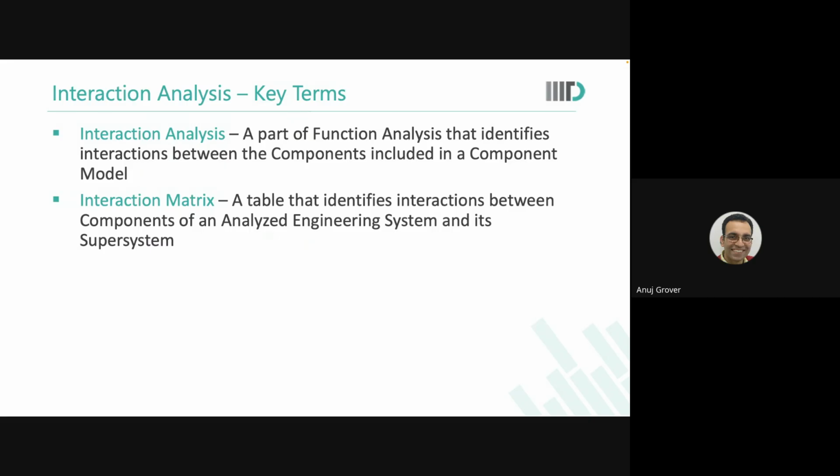So, answer to the question that was asked, do supersystem components need to be modeled here? Yes. They have to be a part of the interaction matrix because the system is interacting with the supersystem. Is this clear? Any questions? So then we now jump into the third step, which is called function modeling. Okay, no more questions here? Interaction analysis is actually simple, but it is not as simple as it appears to be.